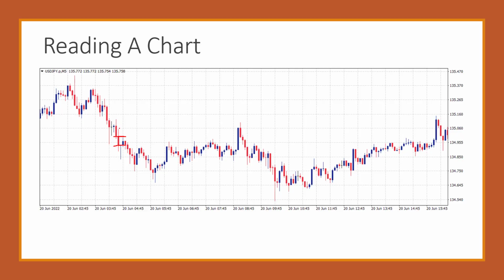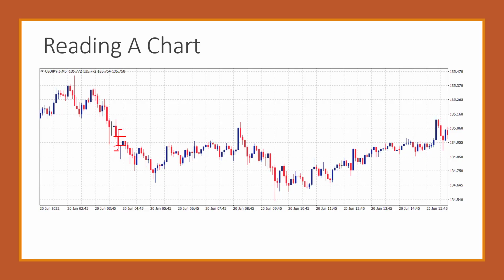What the wicks show you is where the price has also been within that time frame. So these are the highs and the lows within that 5-minute period. The top of the wick here shows us that the price went all the way up to here, but obviously it didn't remain there. It ended up coming back down, and then we finished closing lower. The bottom shows you that the price went as low as this level, but it ended up closing a little bit higher.